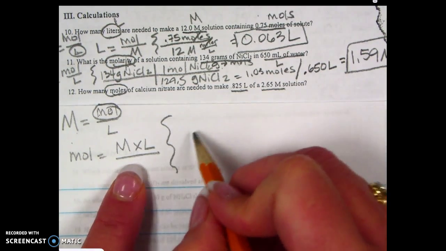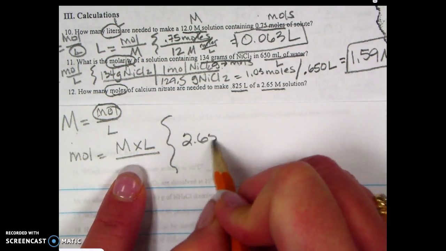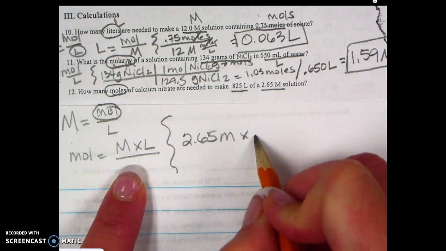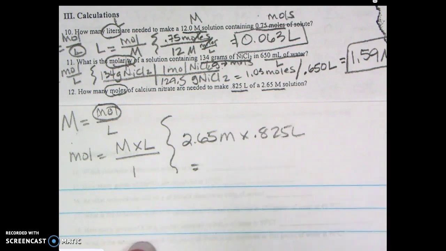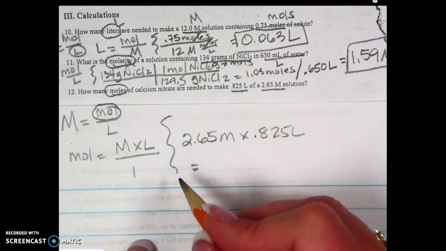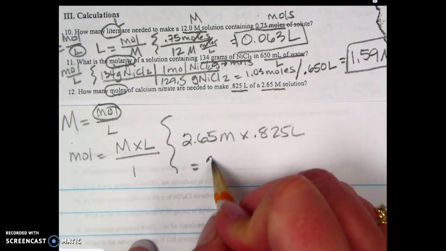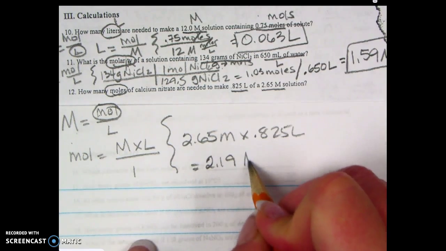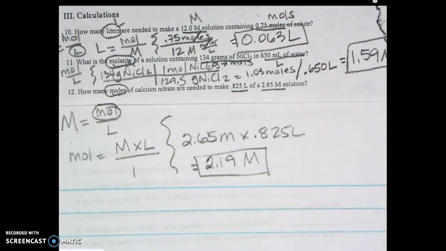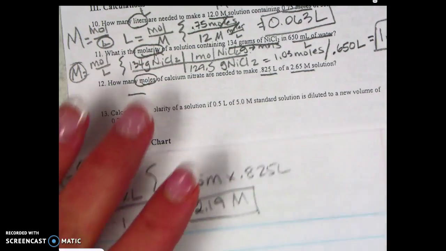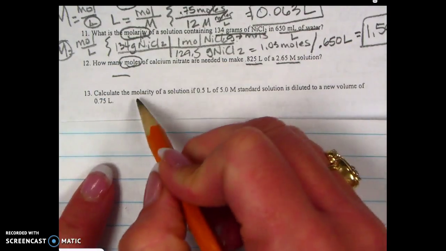So moles is 2.65 molar times 0.825 liters. And we get 2.19 moles. All right, questions on that? Okay, so the last problem.